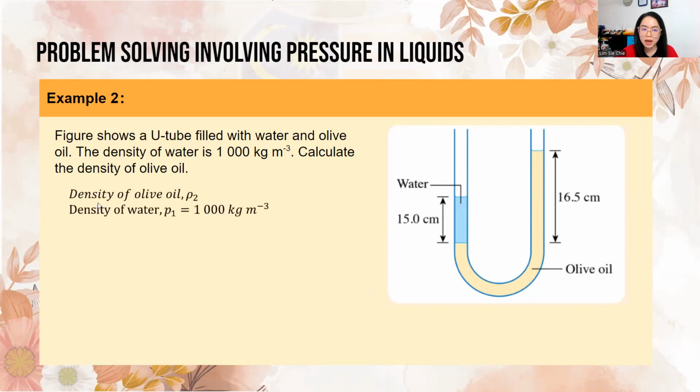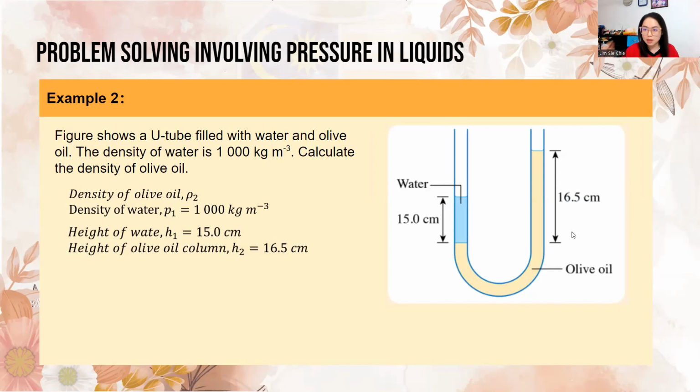I write the density of the olive oil as rho 2, and the density of the water as rho 1. I assume this one is rho 1, this one is rho 2. So my rho 1 is 1000 kilogram per cubic meter. The density of the oil I do not know, so I write it as rho 2. I know the height of the water, h1, is equal to 15 centimeter, and the height of the olive oil, h2, is 16.5 centimeter. Because both are in centimeter, no problem, I can just directly use the values.